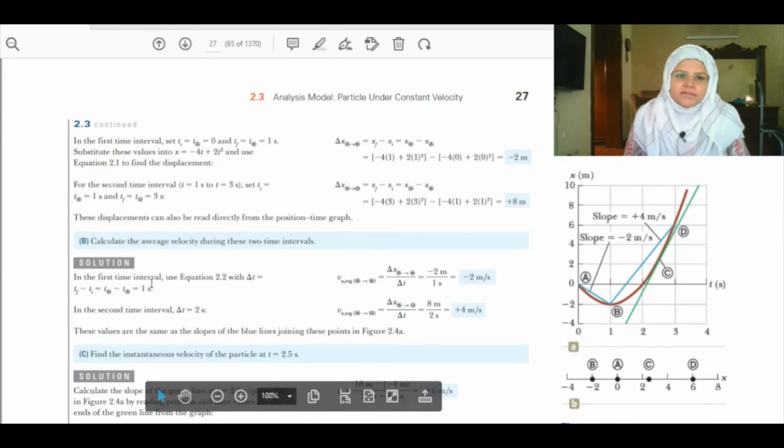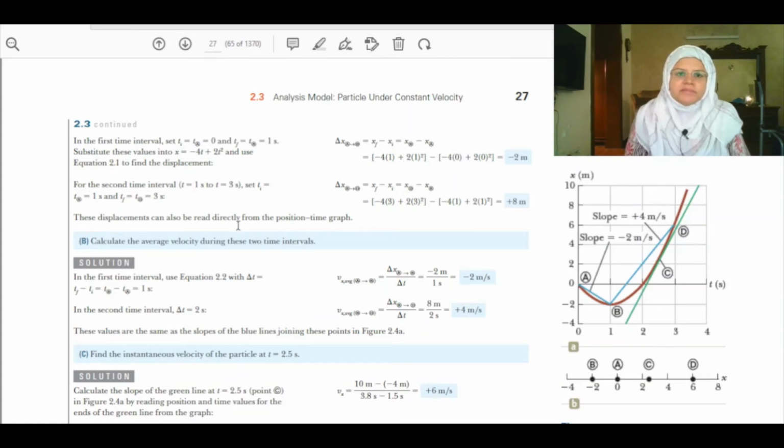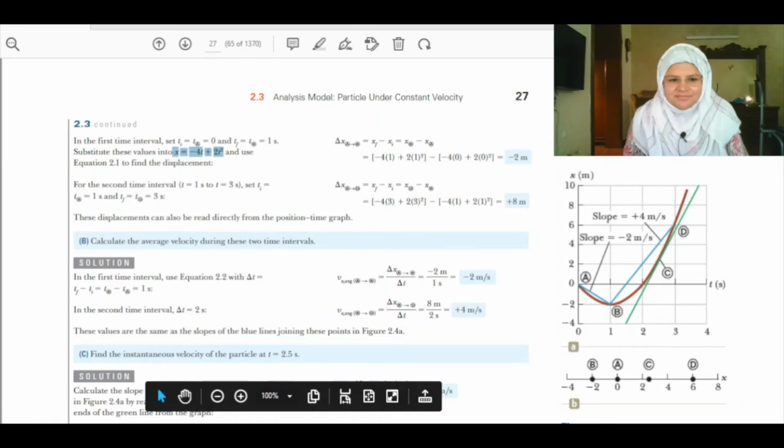To find xd, we will substitute t equals 3 seconds in the expression x equals -4t + 2t². To find xb, we will substitute the value of t equals 1 in the expression x equals -4t + 2t², and then we will subtract xd minus xb, giving us the answer of 8 meters.